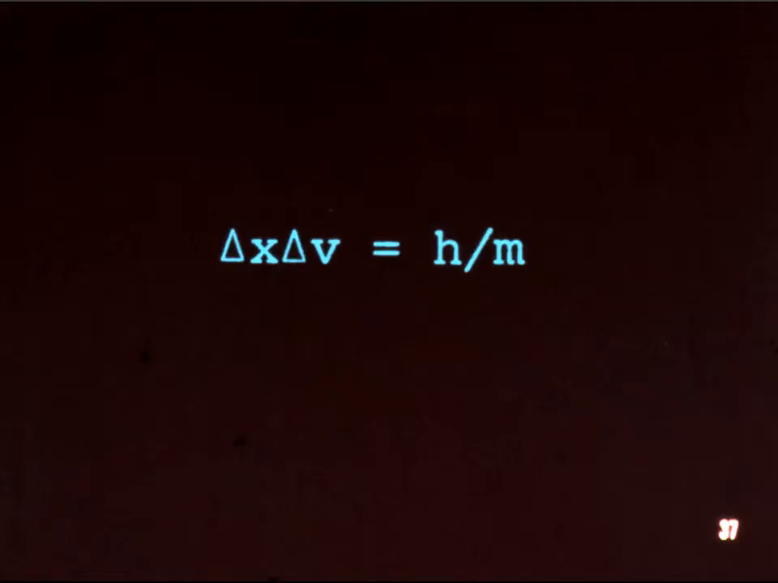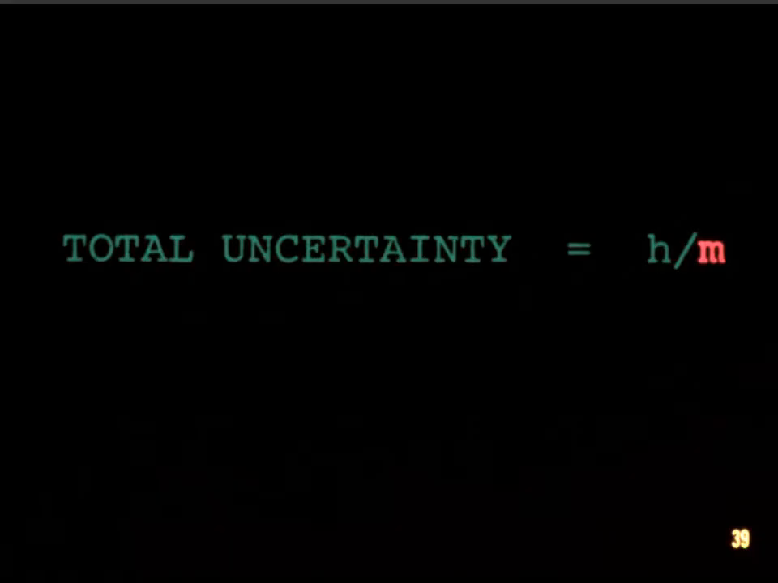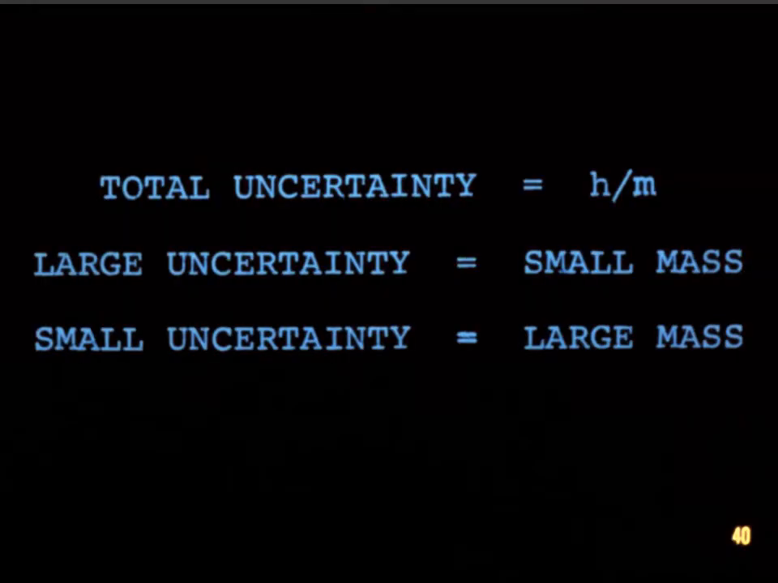The formula itself shows why it can easily be ignored in day-to-day experience. The total uncertainty, delta x delta v, shared between the uncertainty in position and uncertainty in velocity, equals h over m. So the only variable is m, the mass of the object. And the more massive the object, the less the uncertainty, delta x delta v.